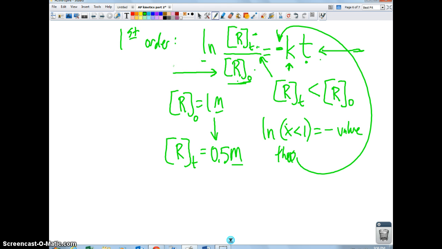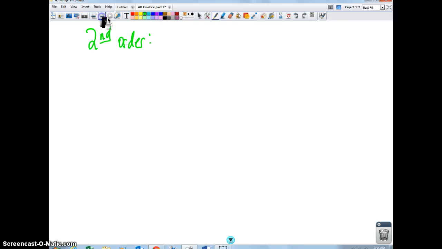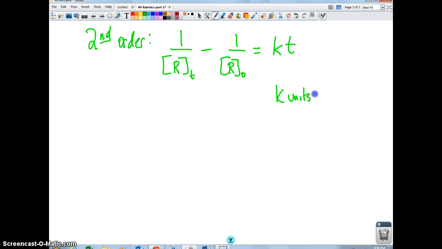So now as we continue, what we're going to look at next is not just a first order reaction. We need to look and see what happens with a second order reaction. For a second order, the formula is a little bit different. The formula for a second order reaction is 1 over the concentration of R at time t minus 1 over the concentration of R initially equals positive kt. This time the units on k will be liters over moles times time.